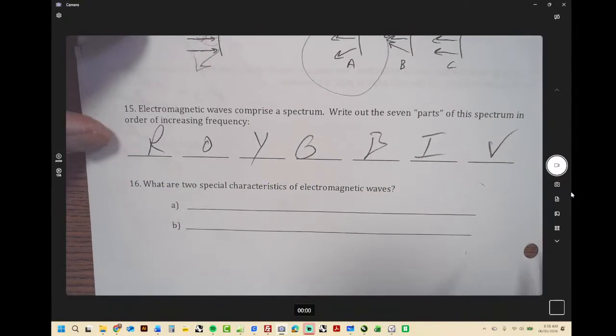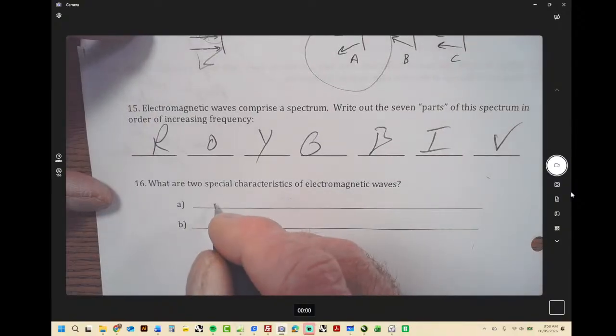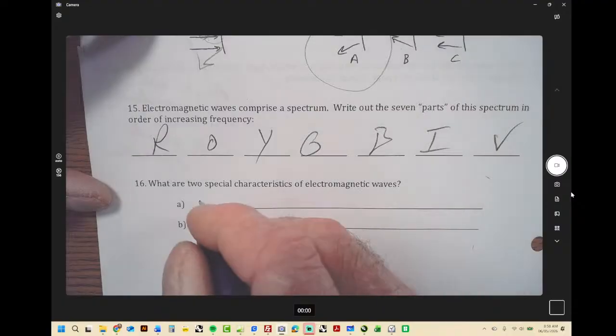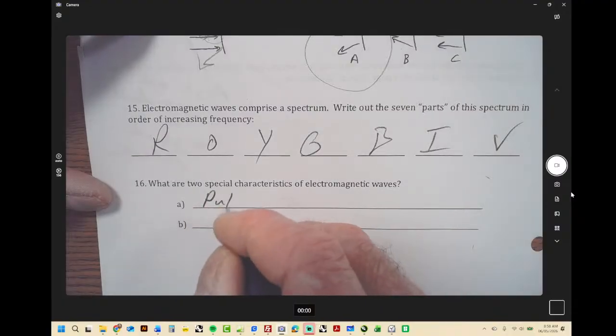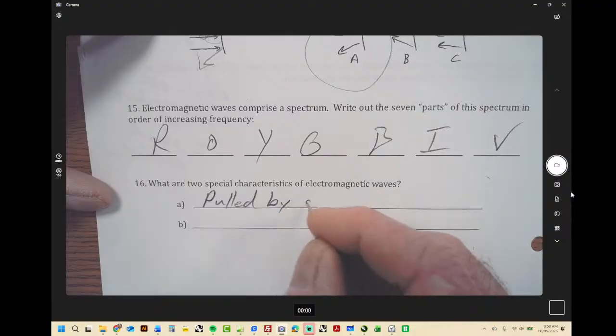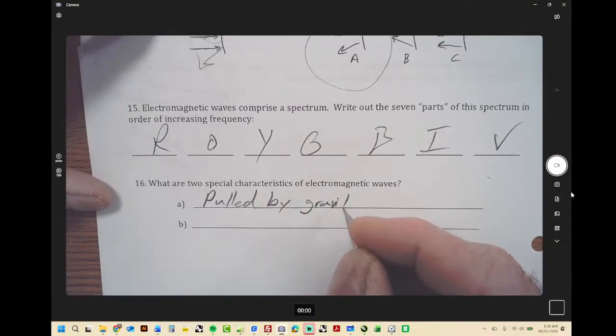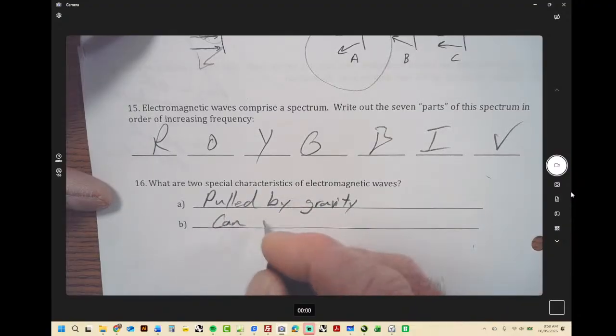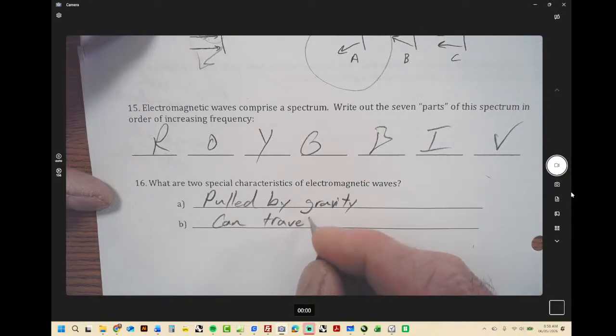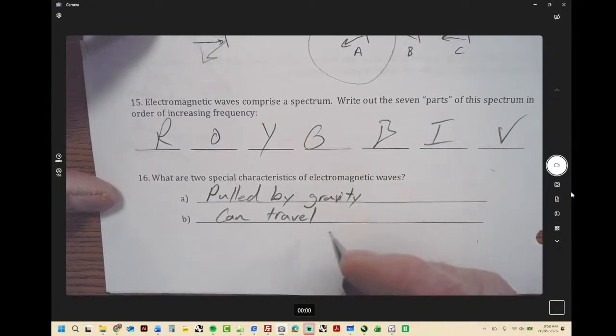Two special characteristics of light waves. They behave like particles. In what way? They're pulled by gravity. Light can travel through space, in a vacuum. They don't need any medium to travel in, because it's kind of like they have mass themselves.